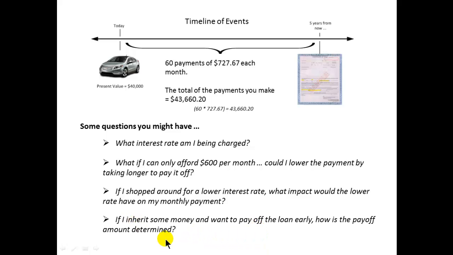And then if you inherit some money, if we should all be so lucky, or some of it falls out of the sky, you find it on the street or whatever, and you say, I want to pay off the loan early. How do you determine how much you have to pay at that moment in order to totally own this car? Because remember, over time that loan is being amortized, and so there will be some amount. Maybe you're at this point on the timeline, or this point, and so forth. The tools we have through Excel can make that very simple to determine.